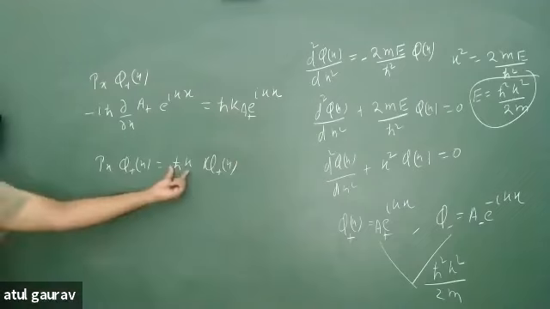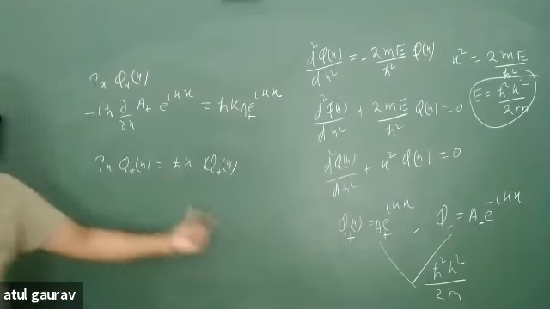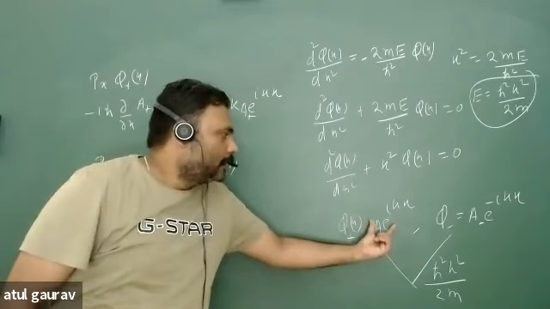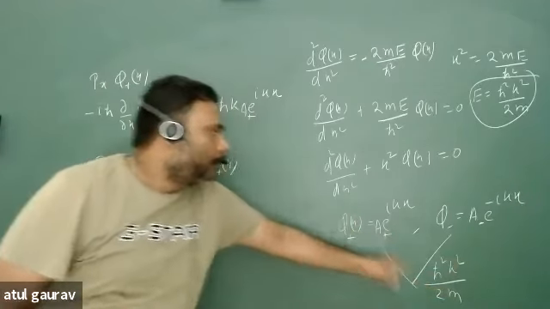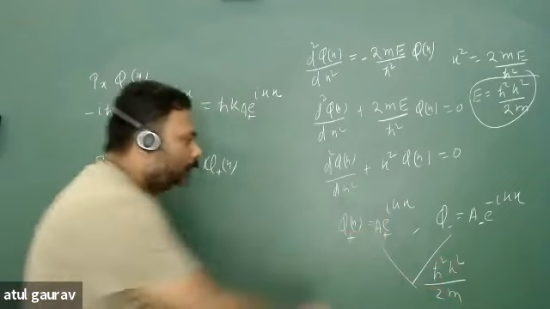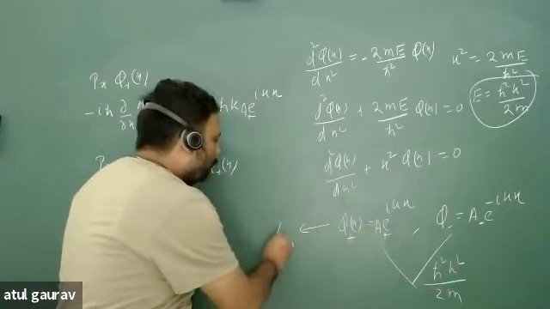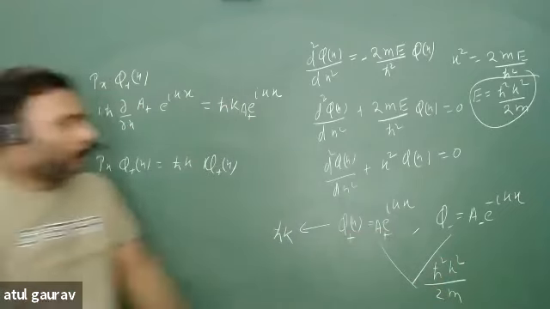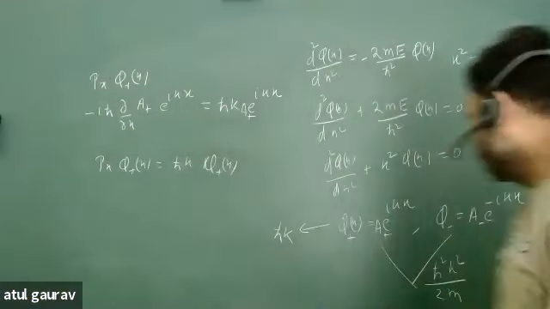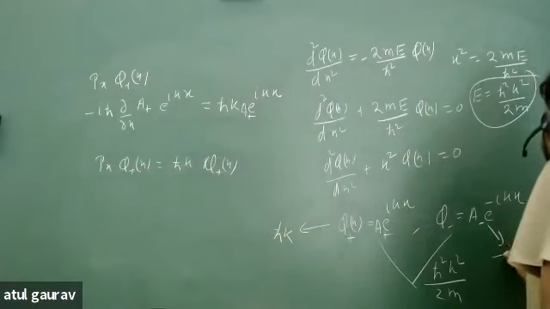So what is the eigenvalue? h cut k. For this particular function, the energy is associated h cut square k square by 2m. But what is the momentum associated? The momentum associated is h cut k. Similarly, the momentum associated with the other function is minus h cut k.